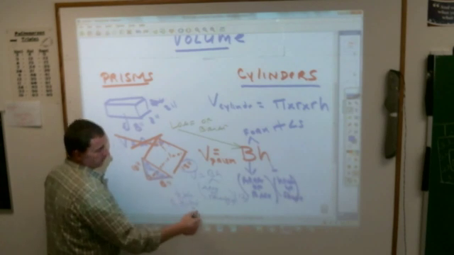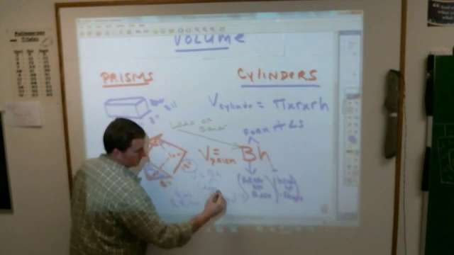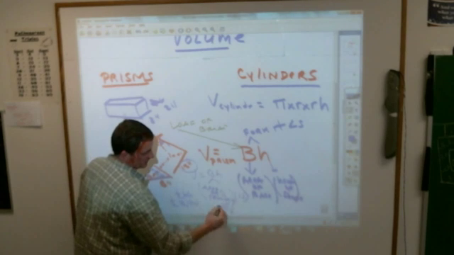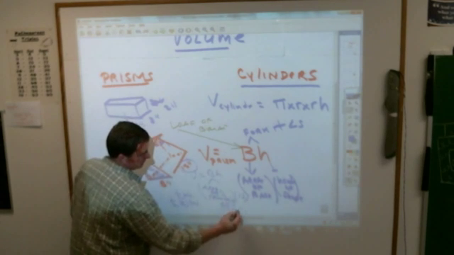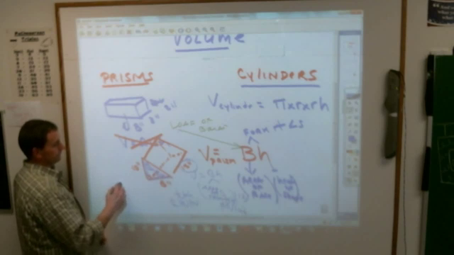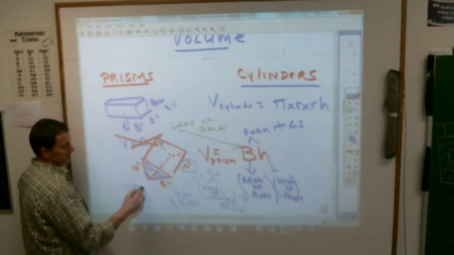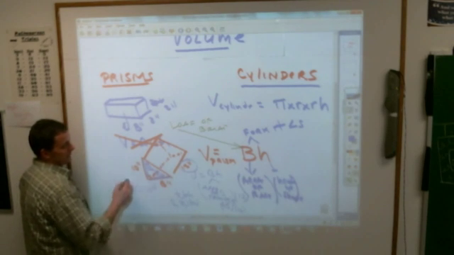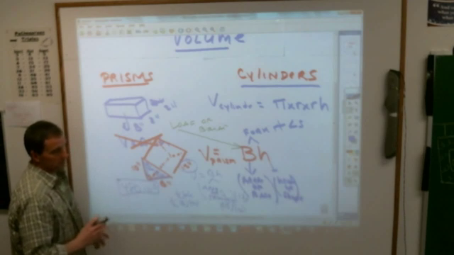Half of 80 is 40. That's what goes in right here. And 40 times 12 is, anybody? Yeah, I'll just put 480 inches cubed. Volume is always in cubic inches.